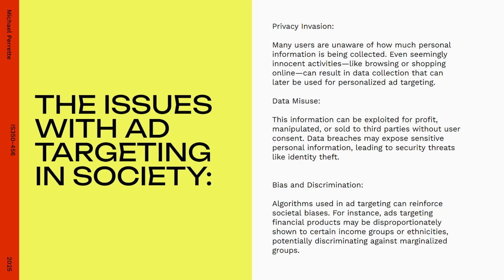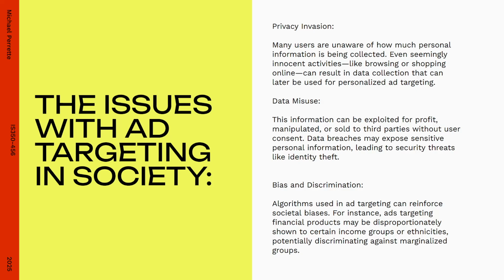So the issue with ad targeting in society is that many users are unaware of how much personal information is being collected, even from innocent activities like browsing. You need to understand that data is still being collected essentially at all times. Another issue is data misuse. We're afraid that the data these companies are storing on us is going to be used improperly, especially if there's a data leak.